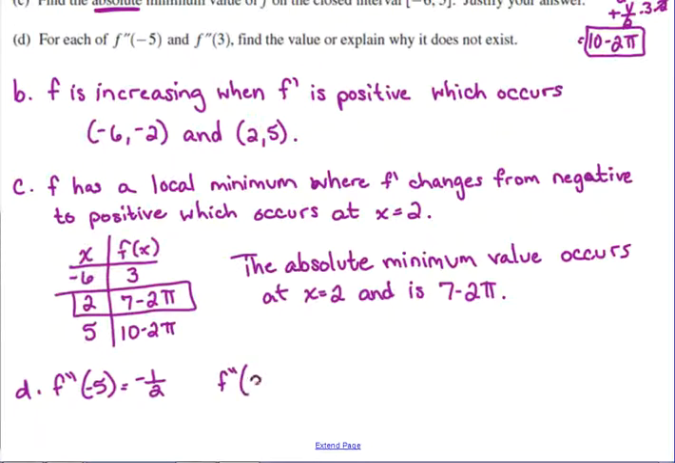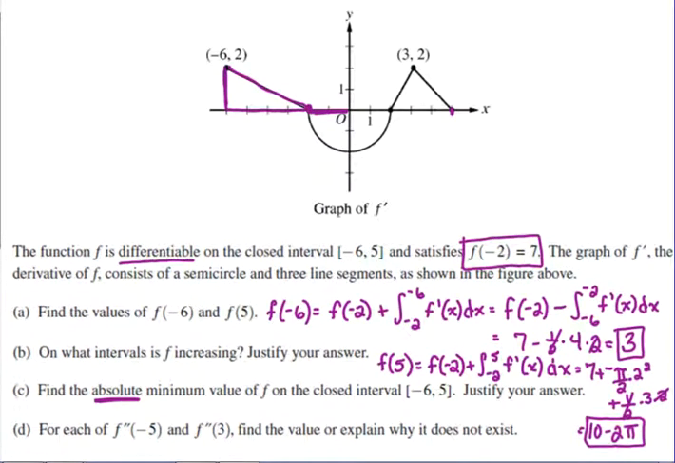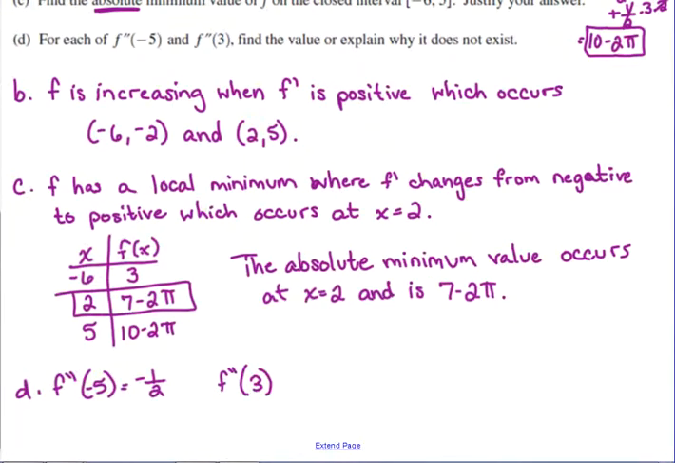F double prime of 3. Let's look at 3. What's going on at 3? A sharp point. Okay, so f double prime of 3 does not exist. Because there is a sharp point.